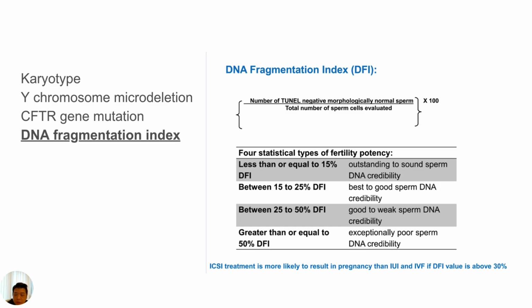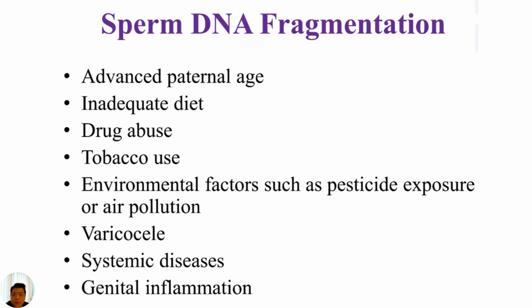The final genetic test is the DNA fragmentation index. For those who are fertile, it should be less than 25% DFI. Factors that can cause DNA fragmentation in sperm are advanced paternal age, inadequate diet, drug abuse, tobacco use, environmental factors such as pesticide exposure or air pollution, varicocele, systemic diseases, and genital inflammation.